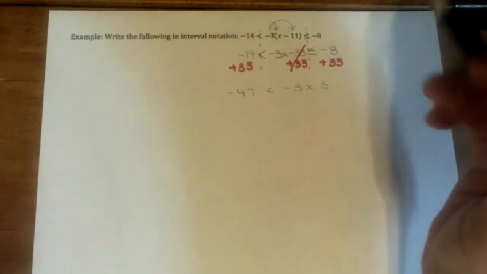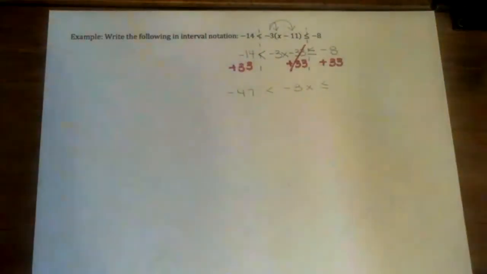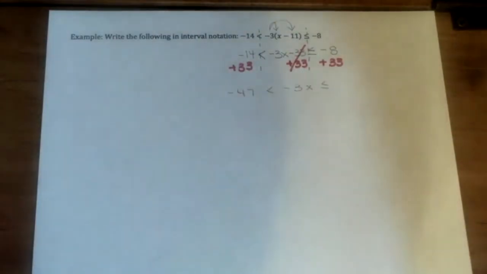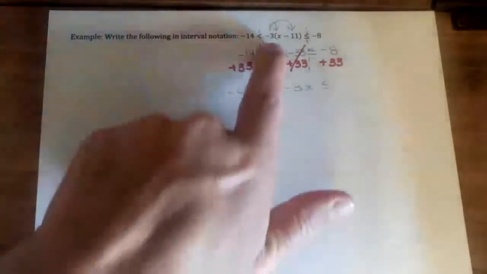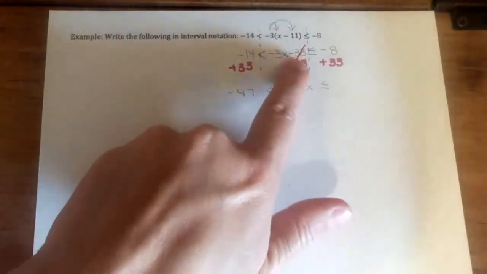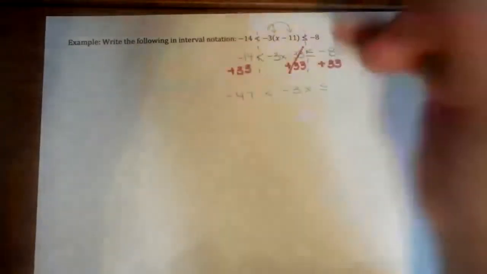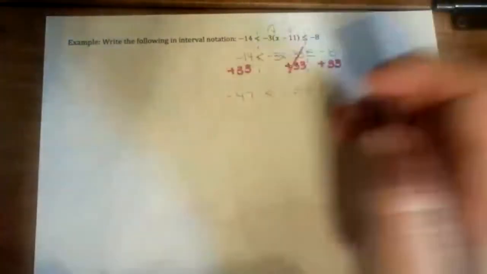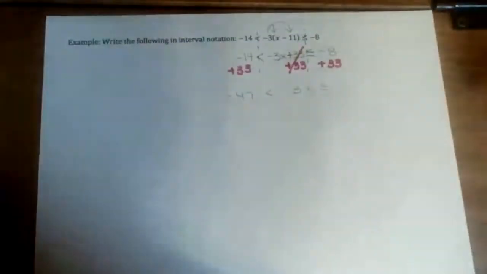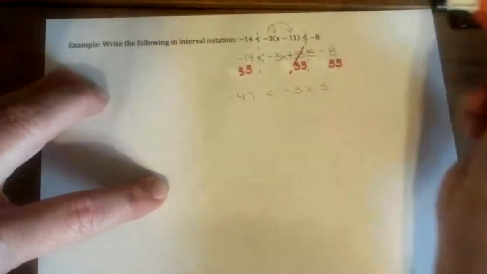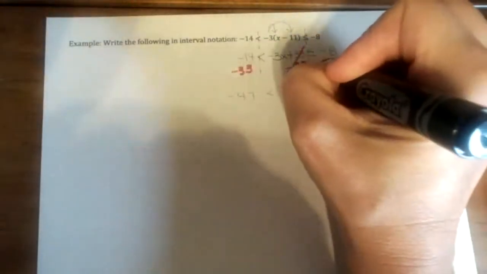I messed up. I'm sorry. We'll fix it right now. So where I messed up, and bonus points if you can see it, negative 3 times negative 11 gives us positive 33. So that's positive 33. Negative 3 times negative 11 should give us positive 33. So instead of adding 33 to all sides, we needed to subtract 33 from all sides. I'm sorry, my bad.